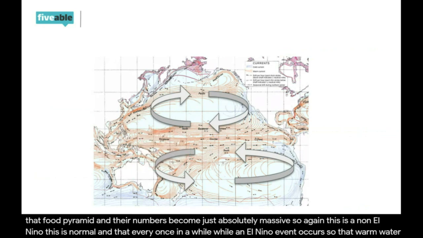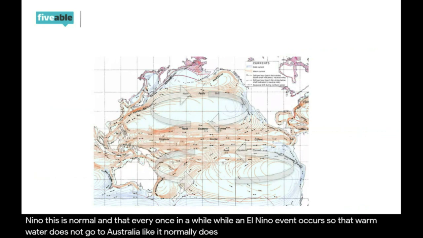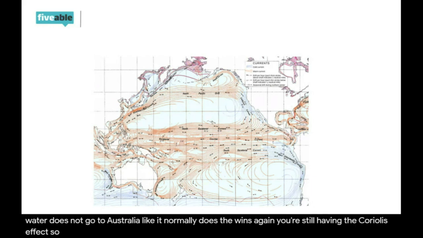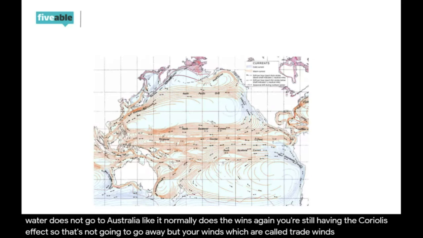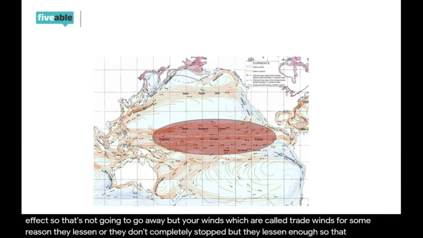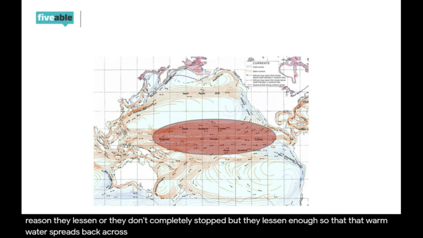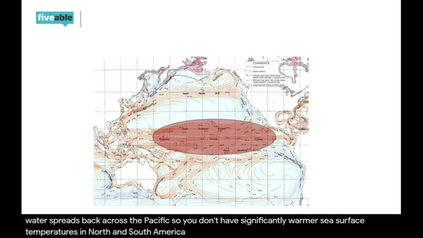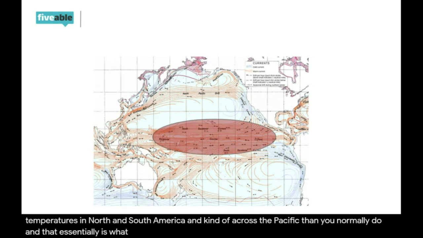So that warm water does not go to Australia like it normally does. The winds, again, you're still having the Coriolis effect, so that's not going to go away. But your winds, which are called trade winds, for some reason, they lessen, or they don't completely stop, but they lessen. Enough so that warm water spreads back across the Pacific. So you now have significantly warmer sea surface temperatures in North and South America and across the Pacific than you normally do. And that essentially is what El Nino is.